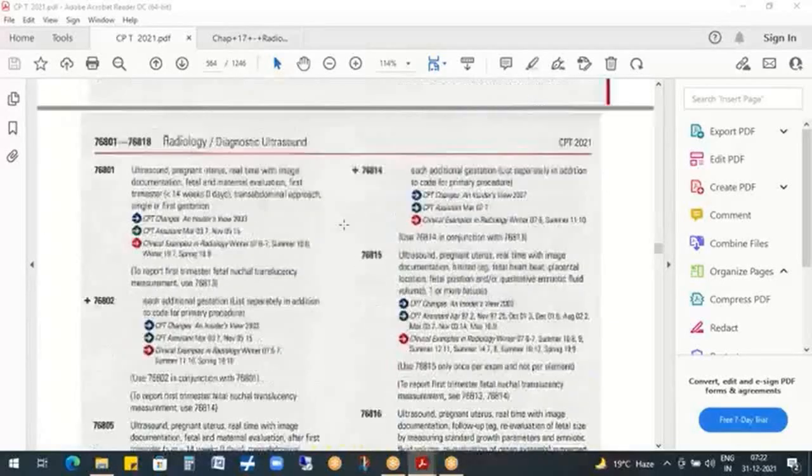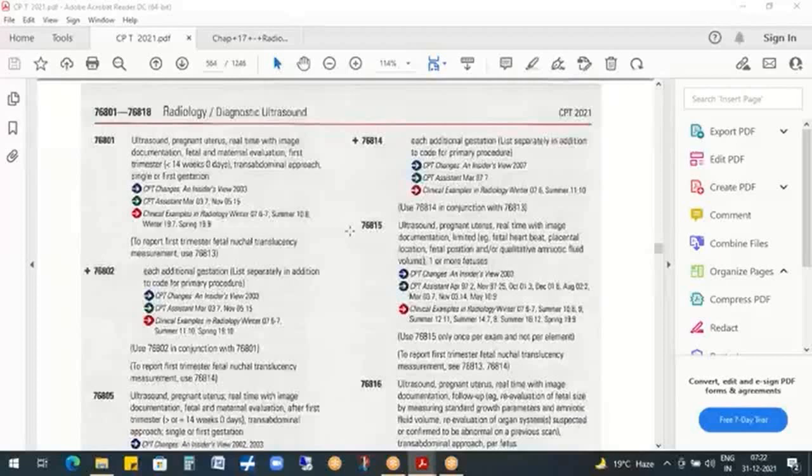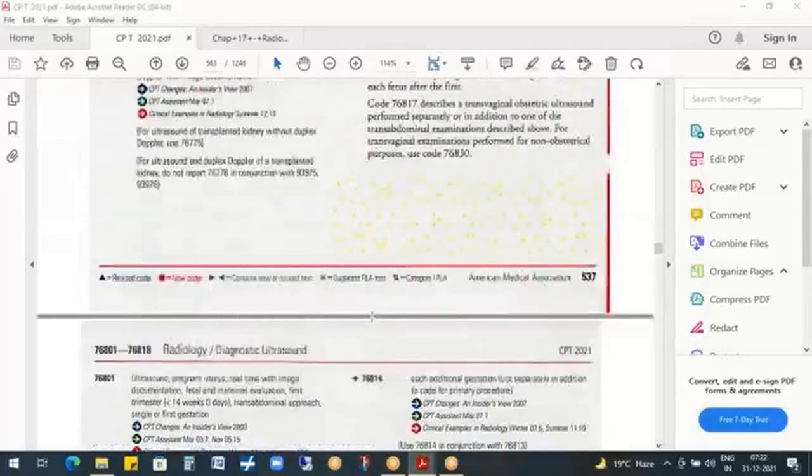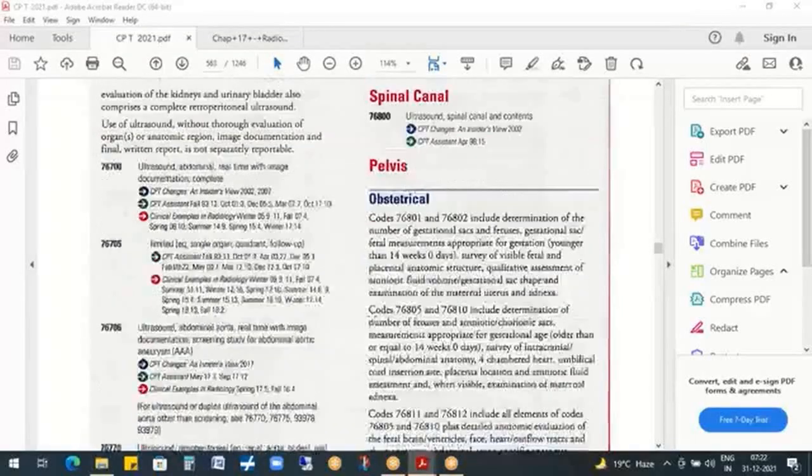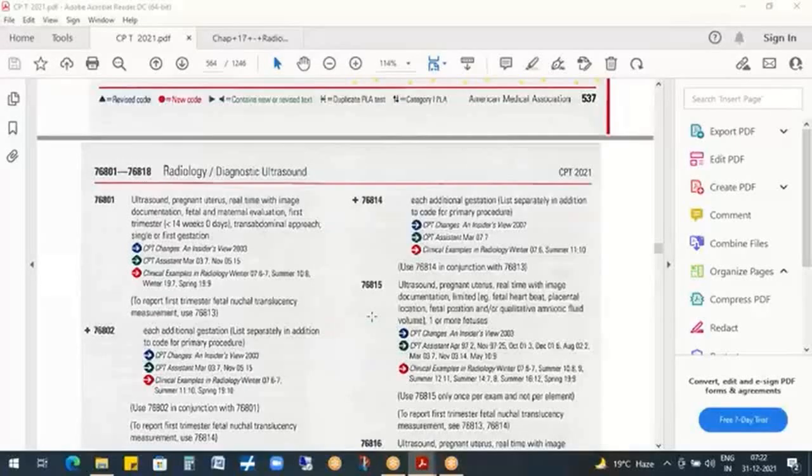You can see the codes here: 76801. Go with the code. 76801. Try to see the code.